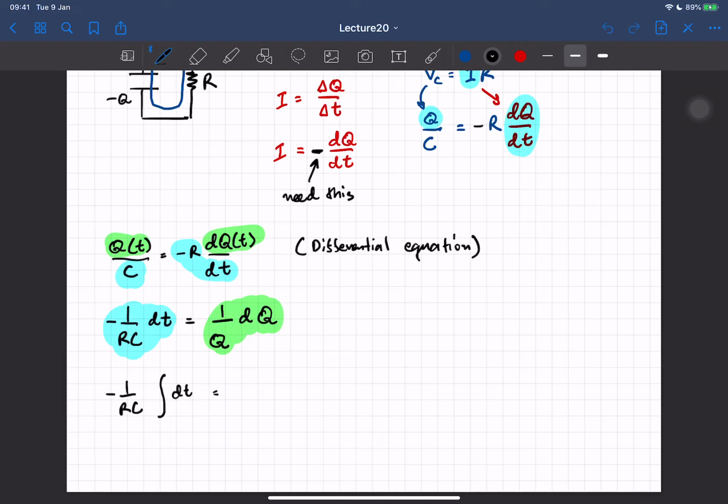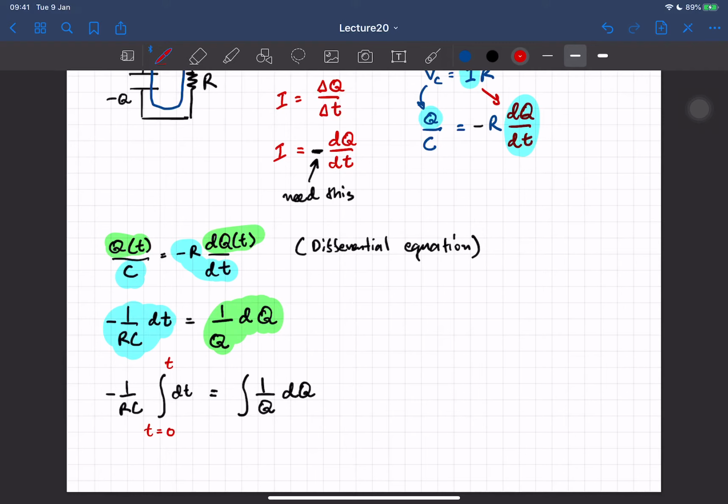But on the right hand side, you need to integrate the whole thing because Q is not a constant. So you have to do this. Okay, and you need to put in the limits of integration. So you're going to integrate time from t equal to 0 to any generic time. And you're going to integrate the charge from the time equal to 0.